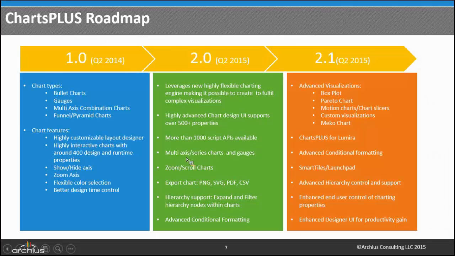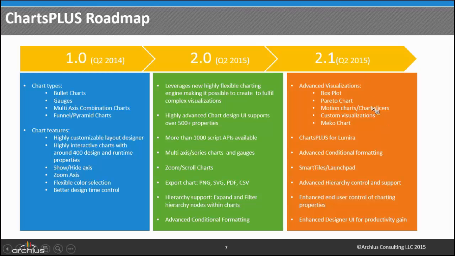So these are some of the charts which we introduced here. We have multi-axis charts and gauges and bullet charts with multiple series, zoom charts, export options, hierarchy support, advanced conditional formatting. So even though the Design Studio charts support conditional formatting, there are some limitations. So our charts provide more options for conditional formatting.